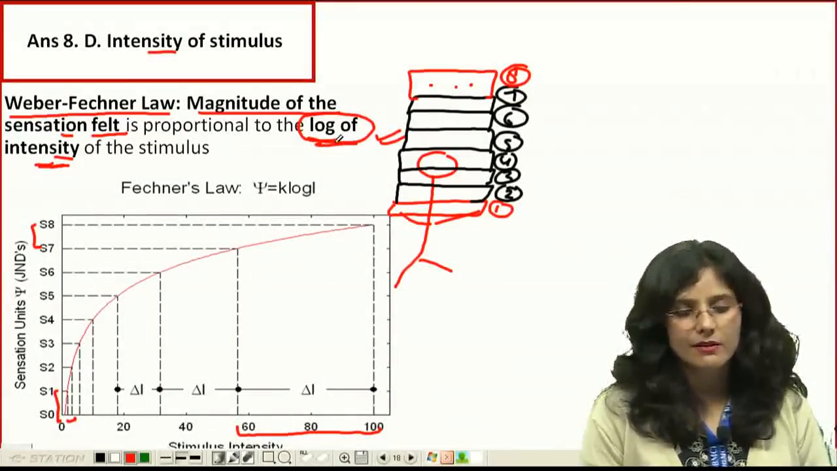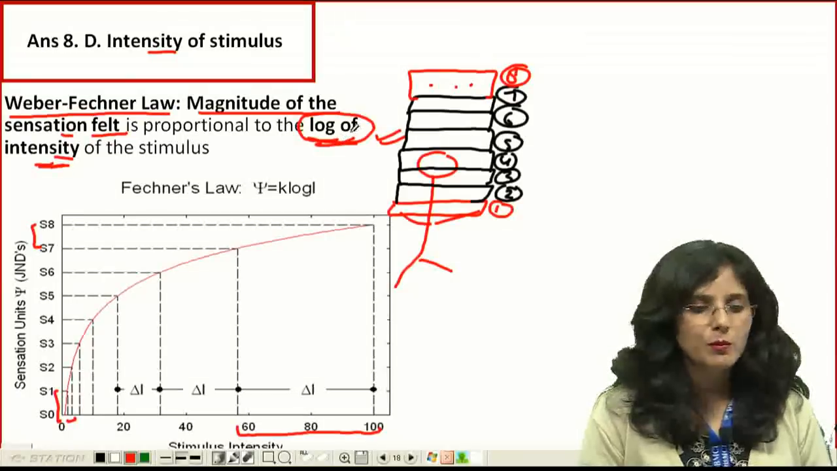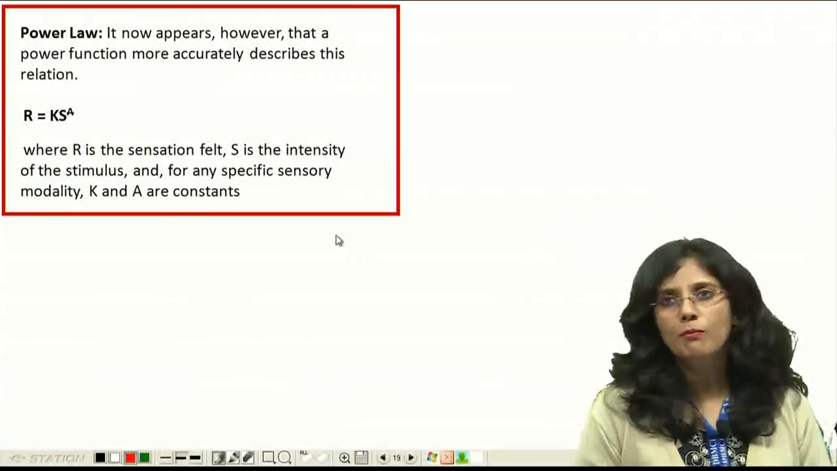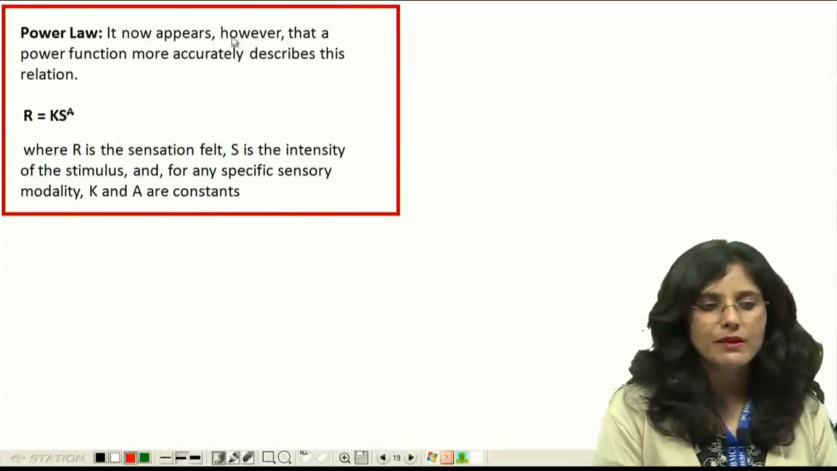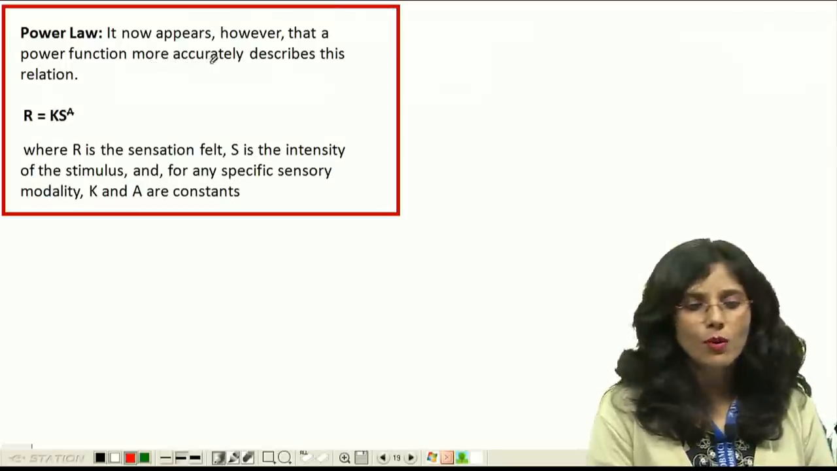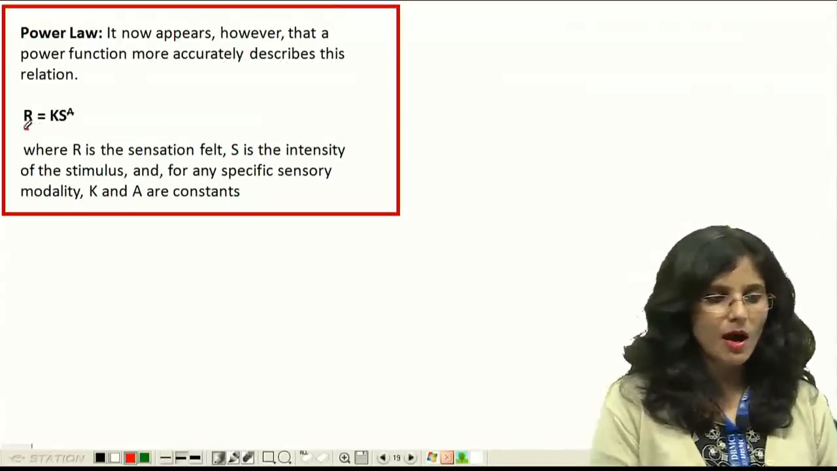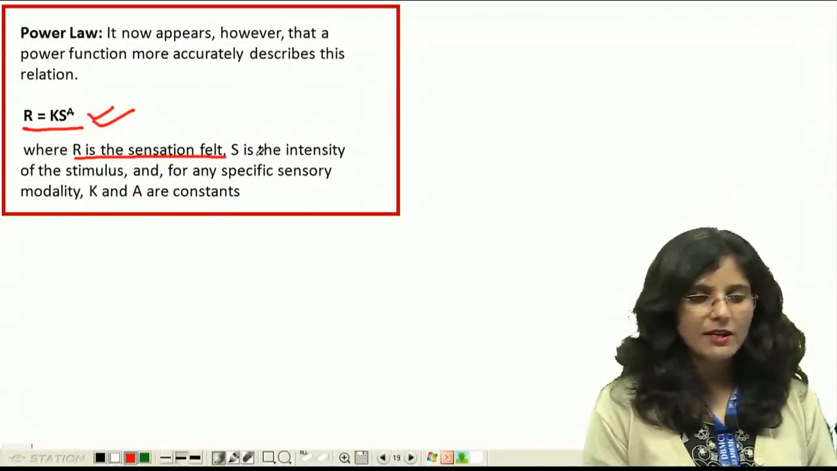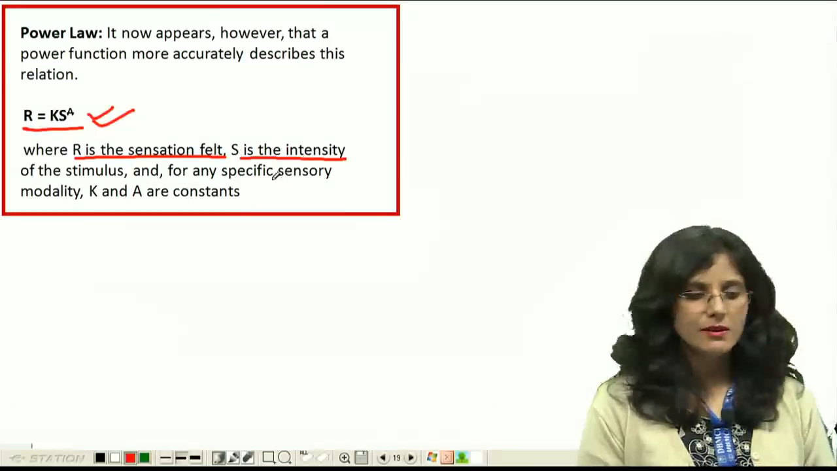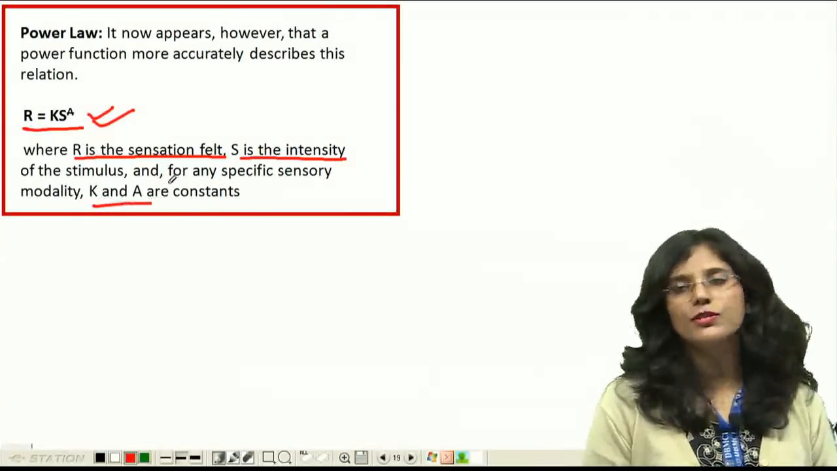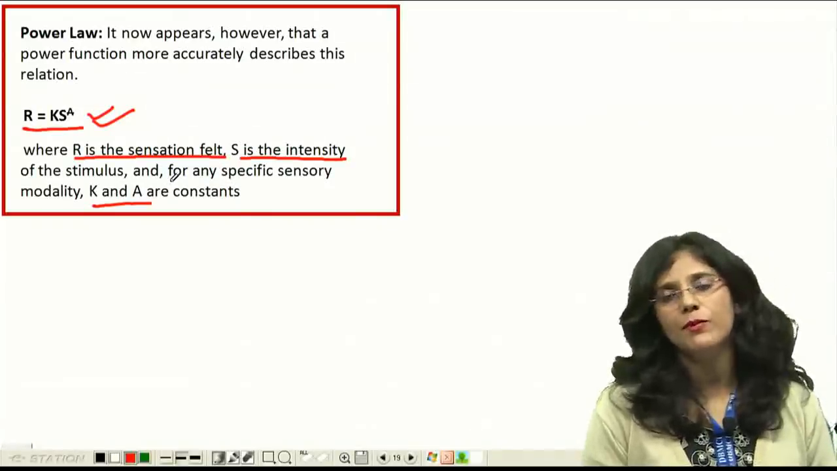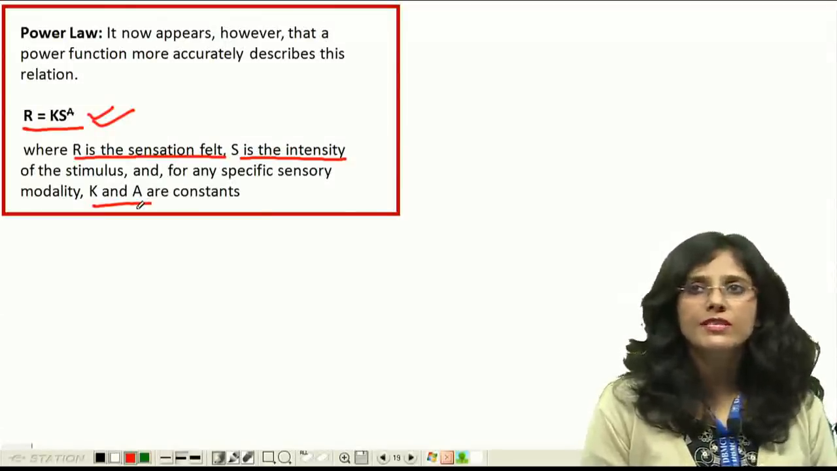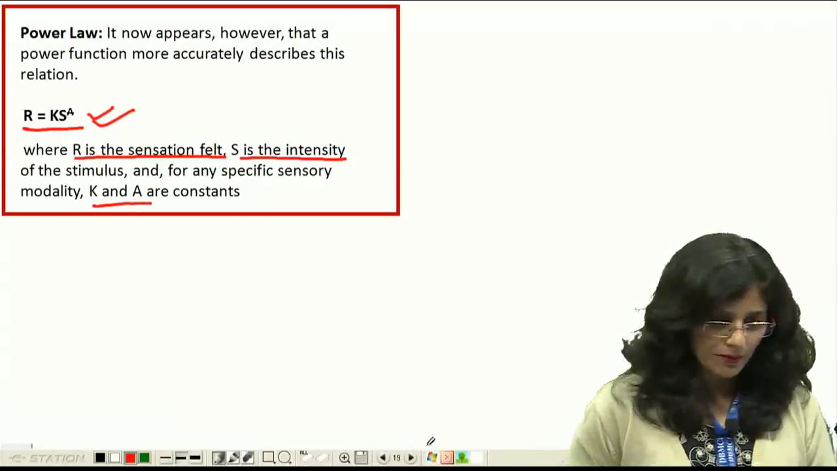So you understand, and this is because of this law. Weber-Fechner gave a law that sensation is proportional to the log of the intensity of the stimulus. You should know about the power law also, because it now appears that the power function describes this relationship more accurately, which is R equals K S to the power A. Here R is the sensation felt, S is the intensity of the stimulus, and A and K are constants, different but constant for any specific modality. This law applies to many types of sensation like vision, hearing, and touch. It is applicable for all of these.